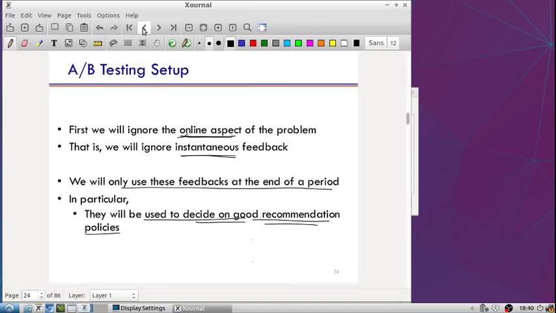The motivation is hypothesis testing. You need to collect samples to figure out whether one is better than the other. So you decide a period. Yeah, you can decide the period.